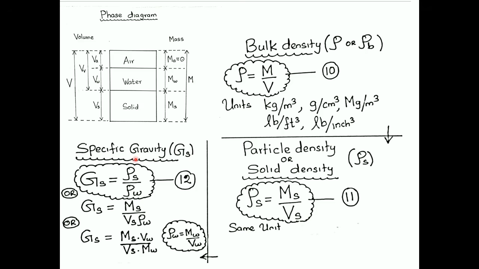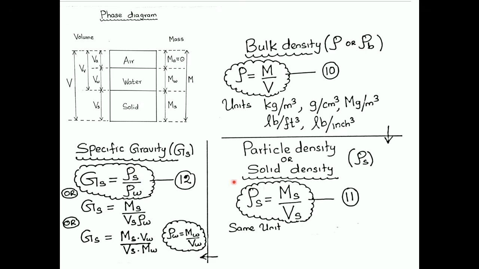Specific gravity Gs is defined as solid density over water density. Gs is equal to rho S over rho W. This is not bulk density. Carefully, this is particle density. Equation number 12. Specific gravity is equal to rho S over rho W.